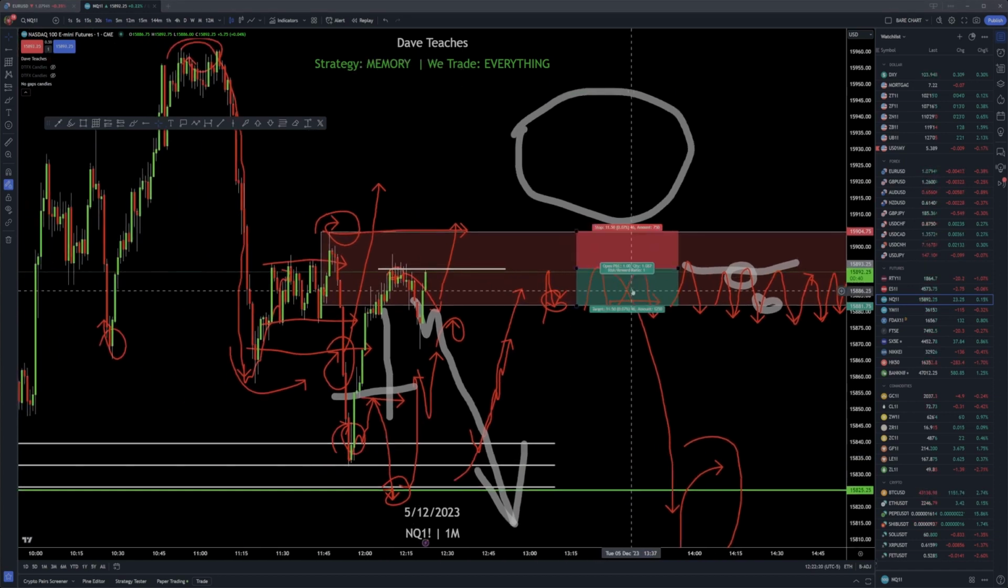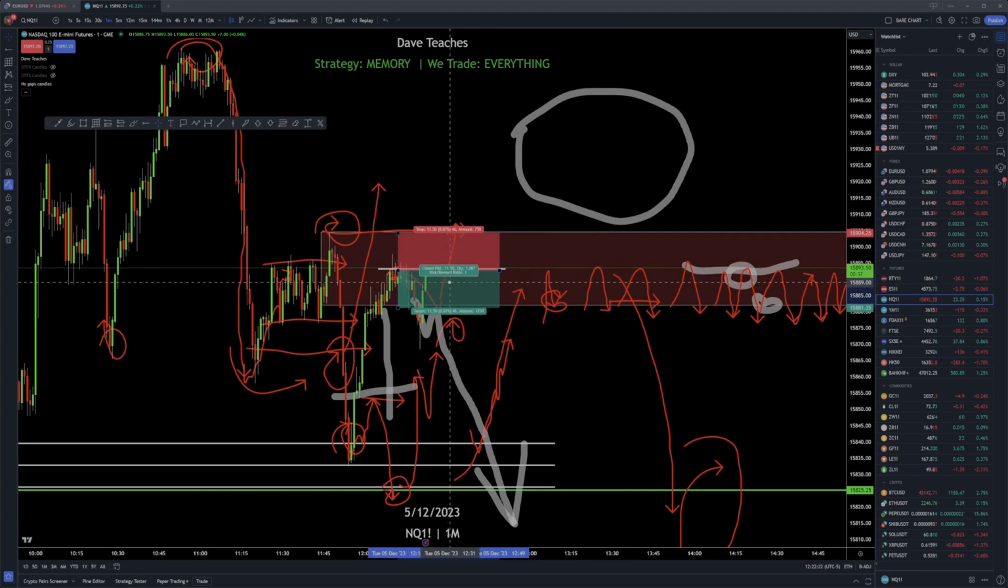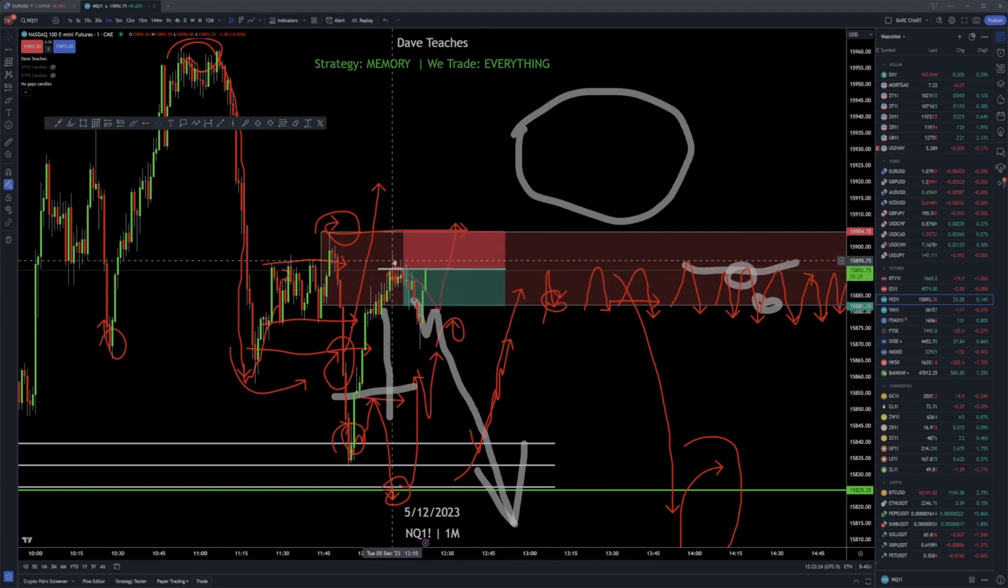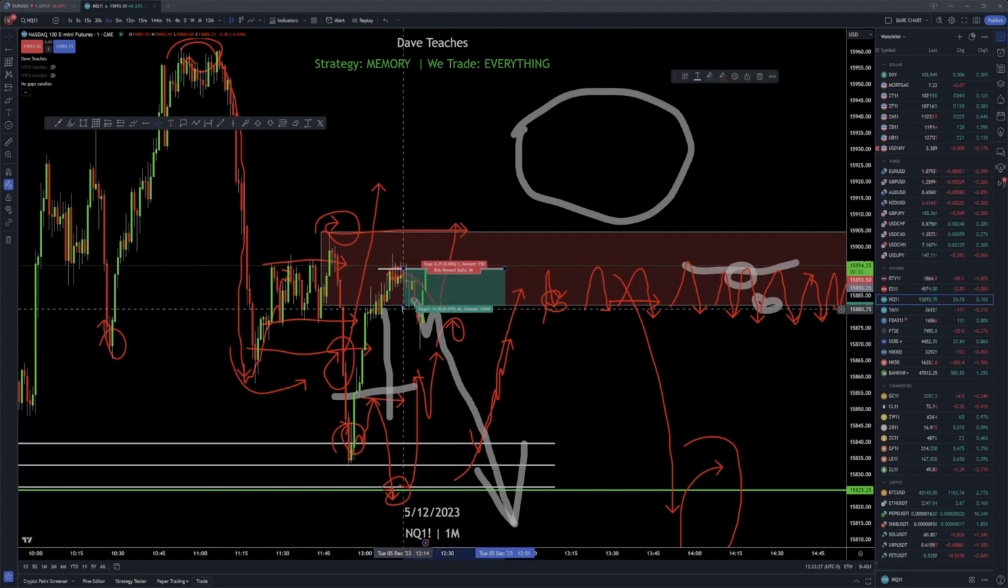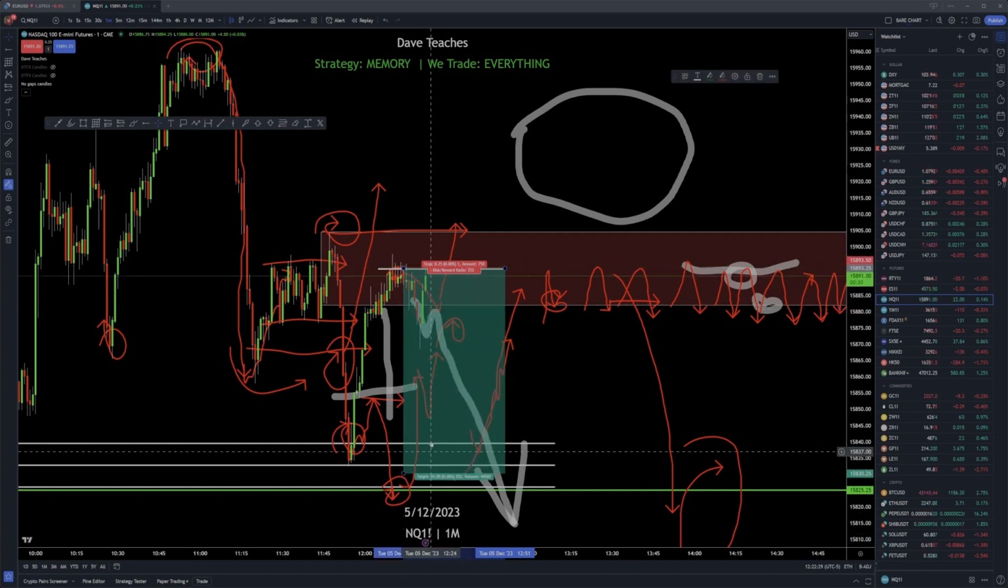Look at this. Look at this entry. Look at how, oh, shift to break even. Yeah. Want to see the low? Yeet.